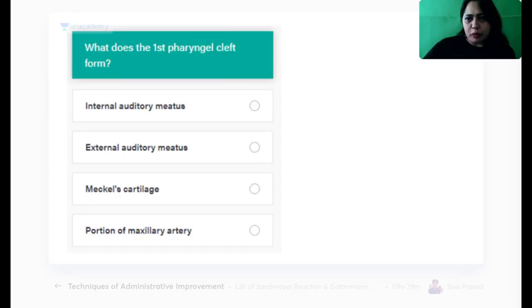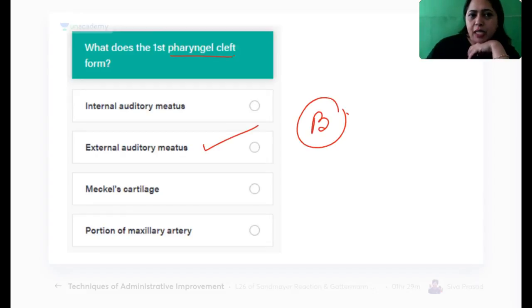First one. Now you tell me what is the answer. What does the first pharyngeal cleft form? Who will tell me? Mohit, Aisha, Kirti? B. External auditory meatus. It is correct. It is B. All right.